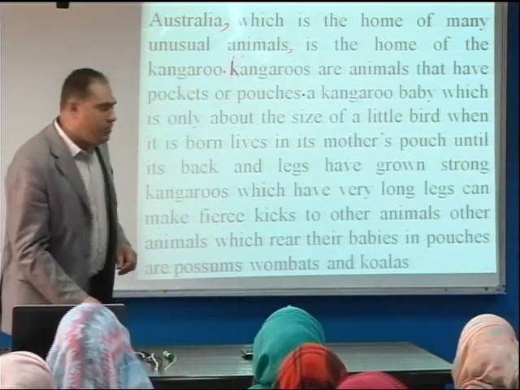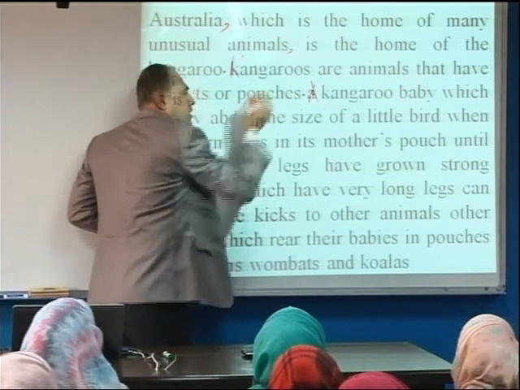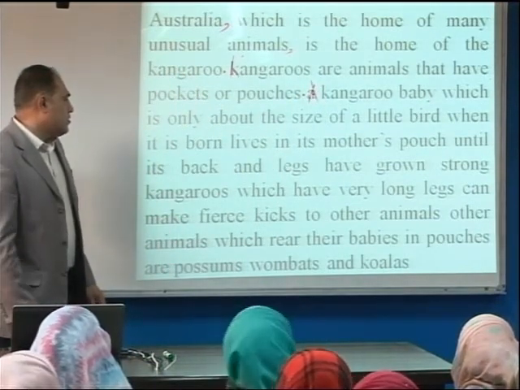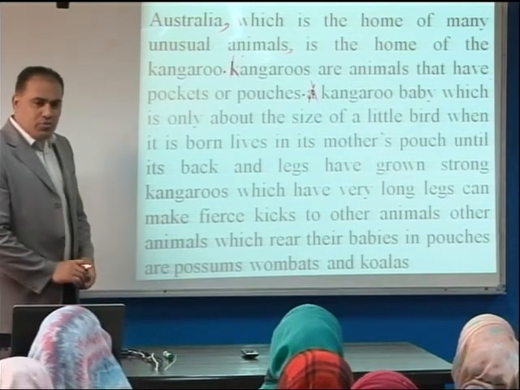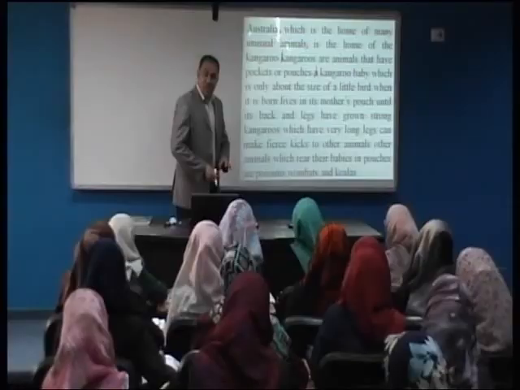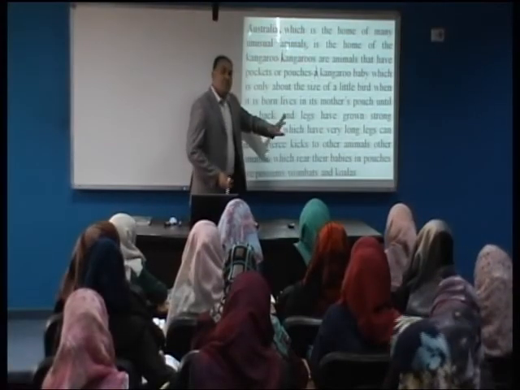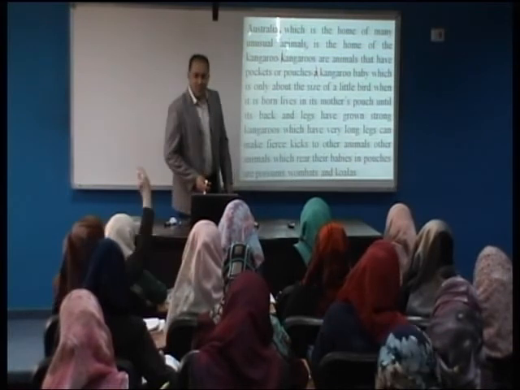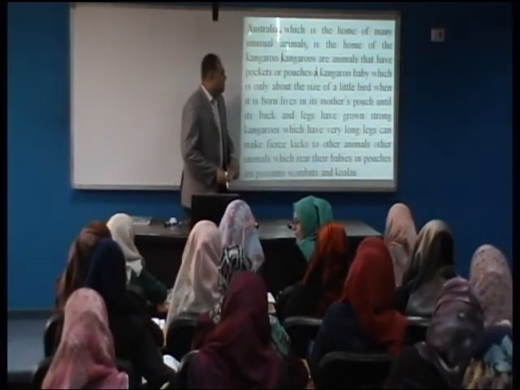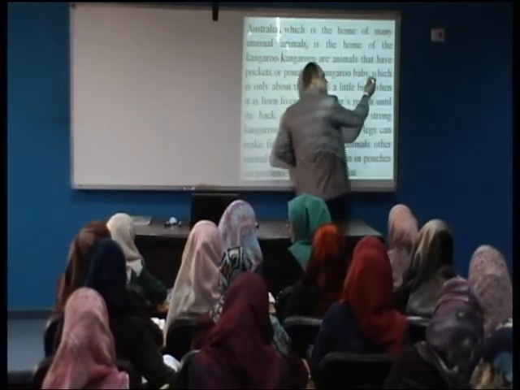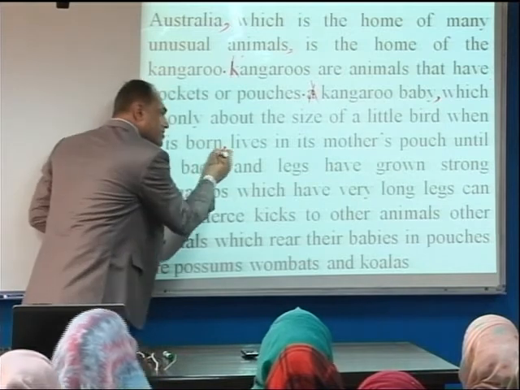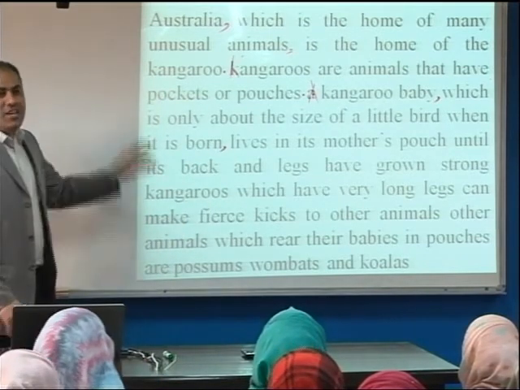And after that, please. "A kangaroo baby, which is only about the size of a little bird, when it is born." Okay, see how it can be confusing. All right, let's try again. What you've done is good, but we need to complete the sentence. A kangaroo baby, comma, which is only about the size of a little bird when it is born. No full stop.